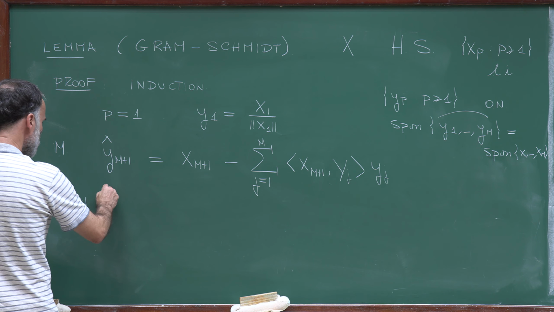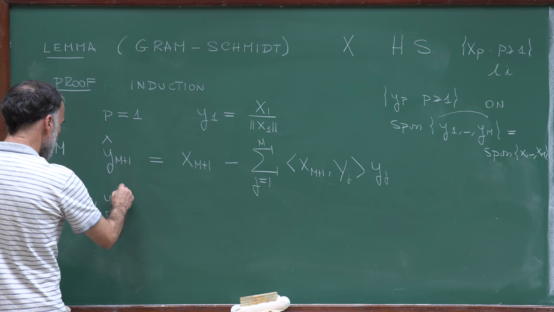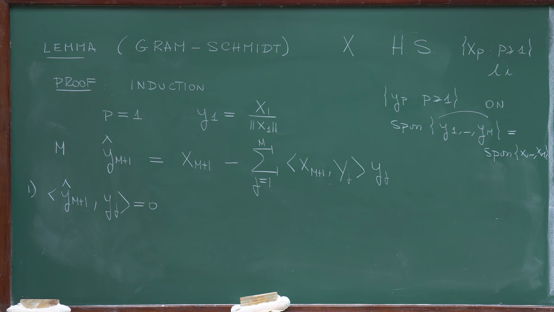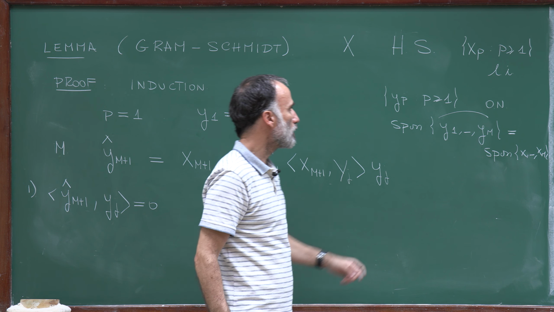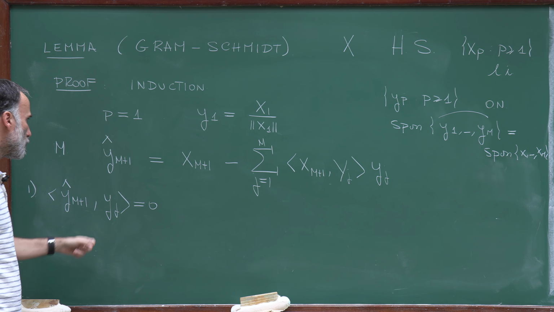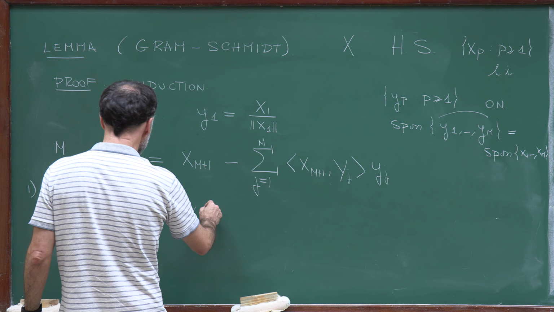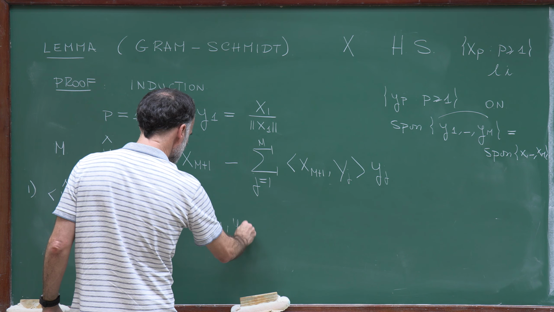Now I claim that y_{m+1} hat is orthogonal to all the previous ones. So this is the first thing I need to check, because I want this set to be formed by orthogonal vectors. Well, in order to do that, let's take the scalar product of this vector with y_j from this identity.